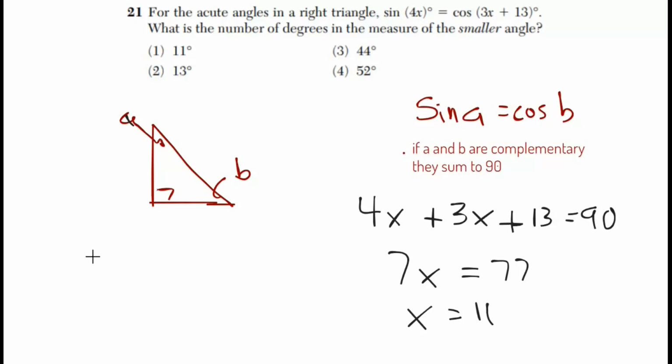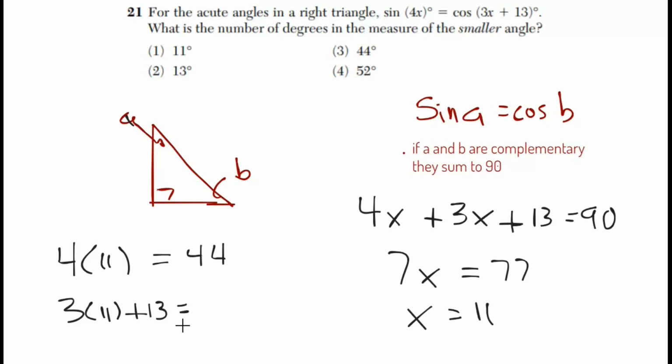But that's not the angle measure. One of the angle measures is 4 times x, so 4 times 11, which is 44. The other one is 3 times x plus 13, which is 33 plus 13, 46. We want to know the smaller angle, and if you look, 44 is smaller. Just to double check, we were operating on the premise that these two angles are complementary. If we add them up, they better equal 90 or something's up. Luckily, they equal 90. And that's all we do for this one.